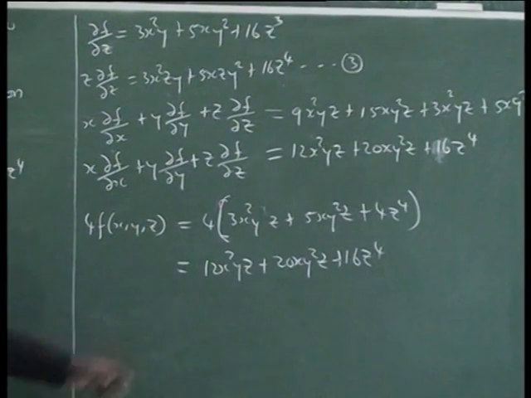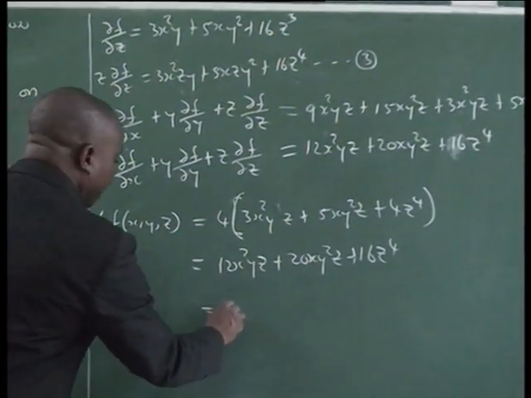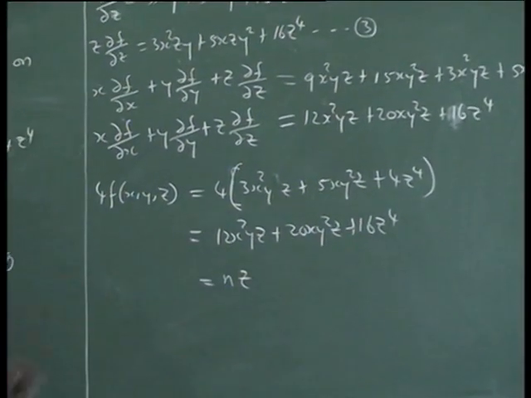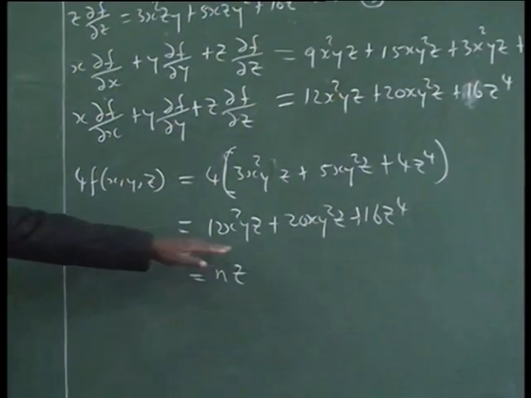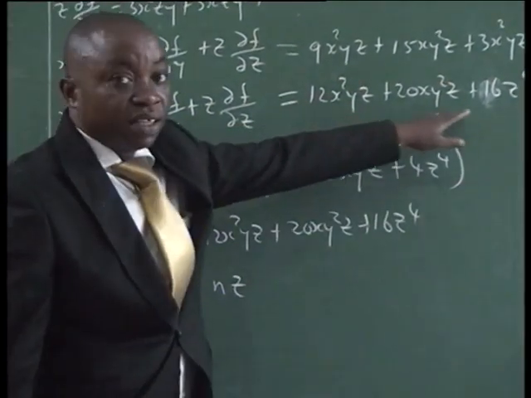Now look at that. This is nz, this is 4 times z. So you see that what we have here is the same thing that we have here.